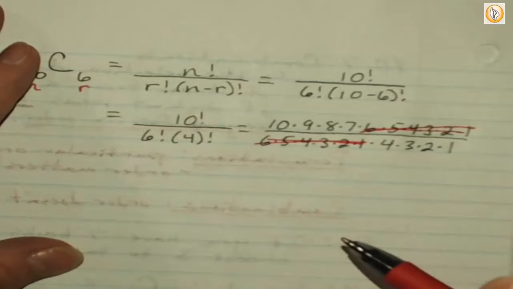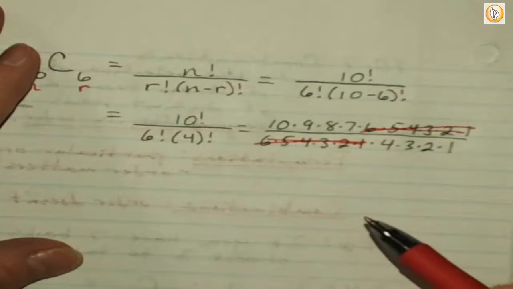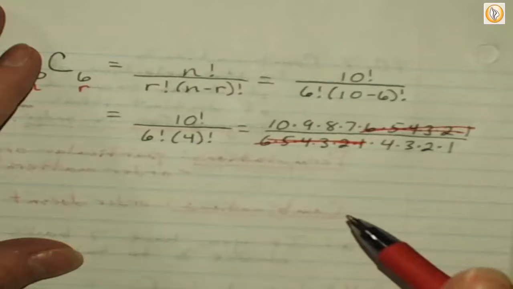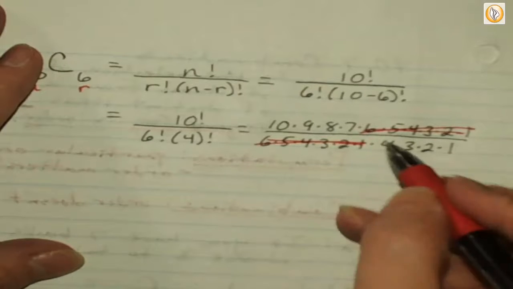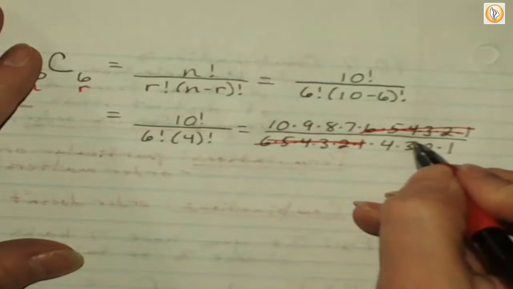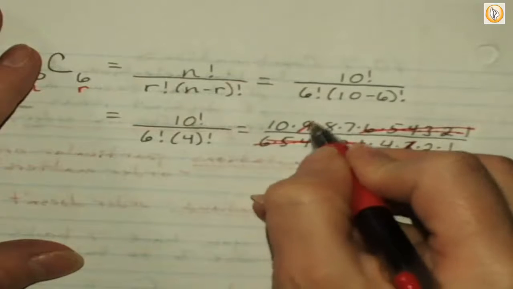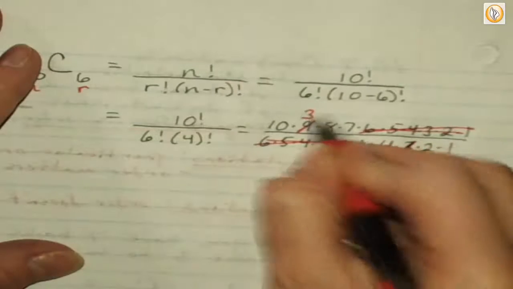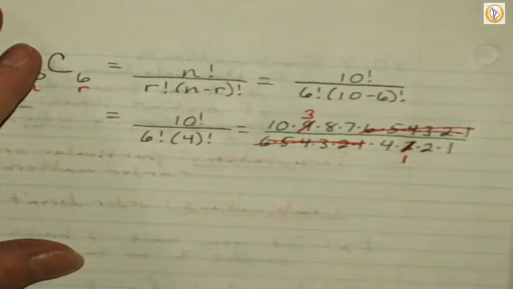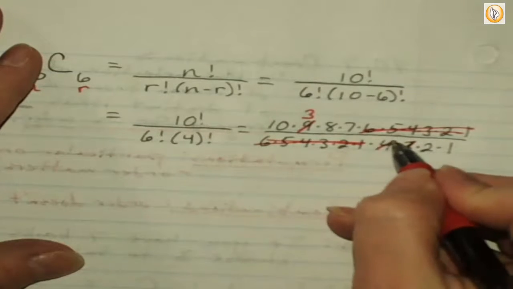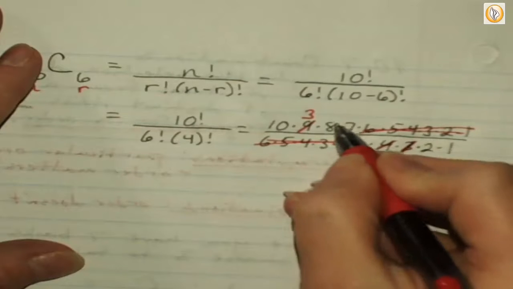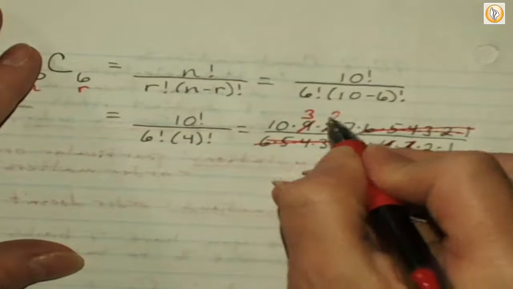So we start looking. What are some things that we can take out, Joseph? 3 and 9. Okay, 3 and 9. So 3 can go into 3 one time. 3 can go into 9 3 times. Natalia, can you say something else? 4 and 8. Yep, 4 and 8. 4 can go into 4 one time, and it can go into 8 2 times.